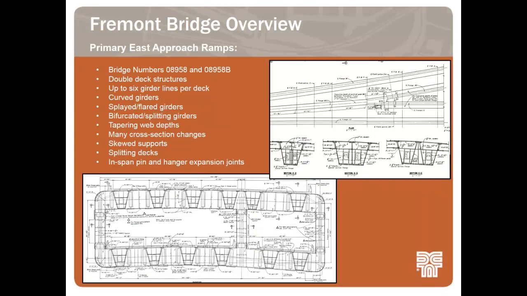The two primary east approach ramps that we'll be focusing on today were both double-deck structures, had up to 6 girder lines per deck, and included curved girders, flared girders, splitting girders, tapering web depths, and many cross-section changes. There were also skewed supports, splitting decks, and in-span expansion joints.